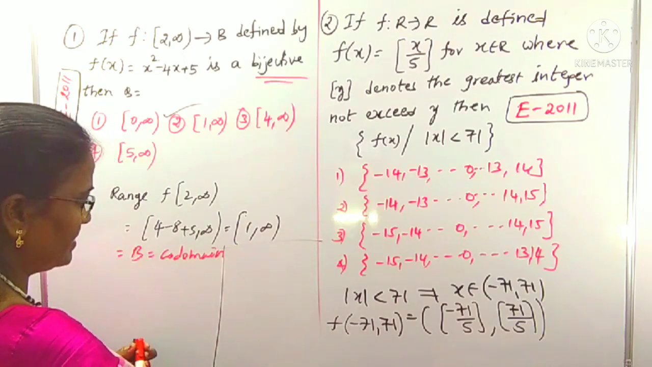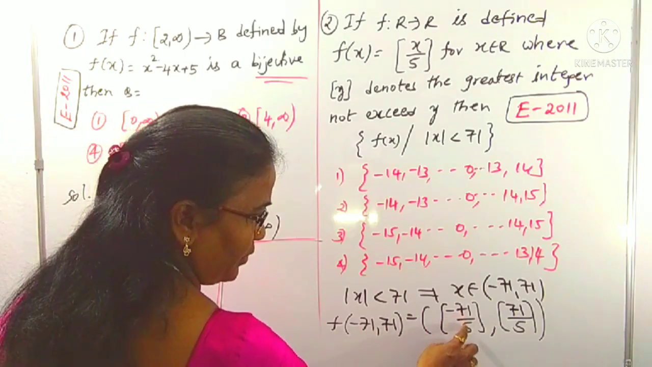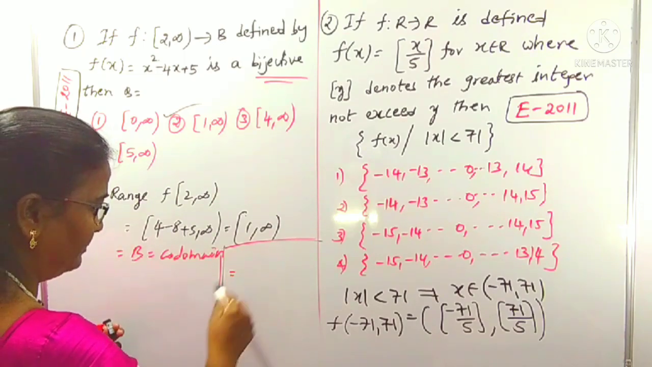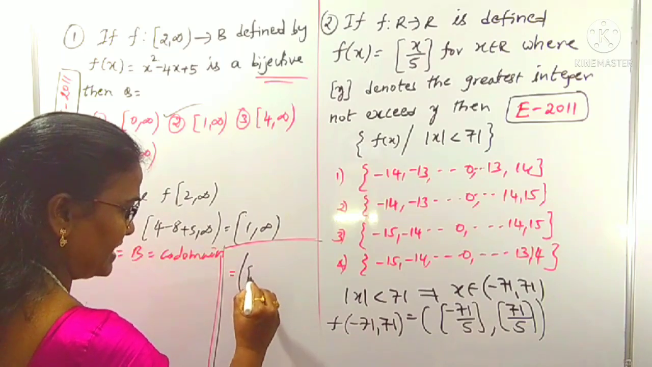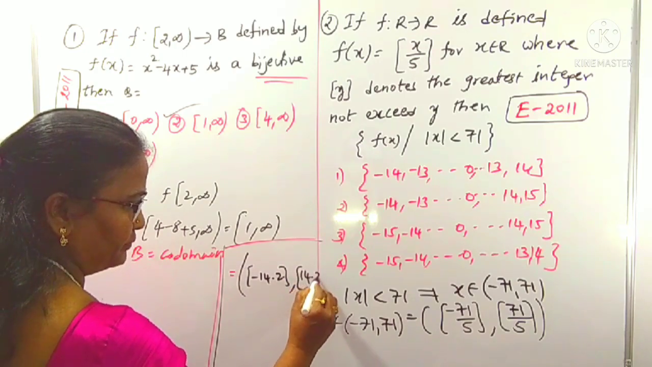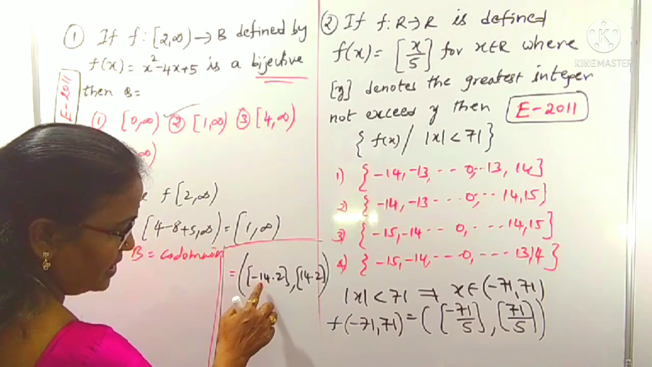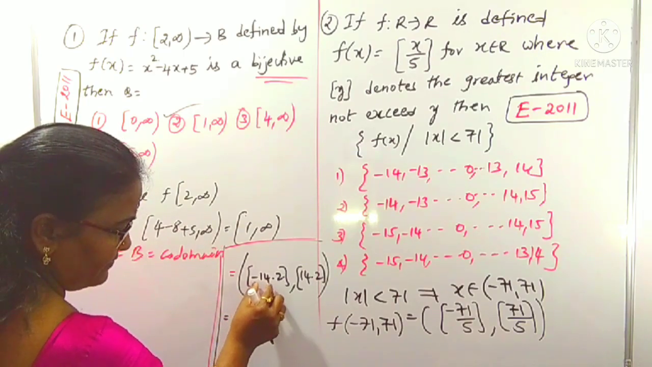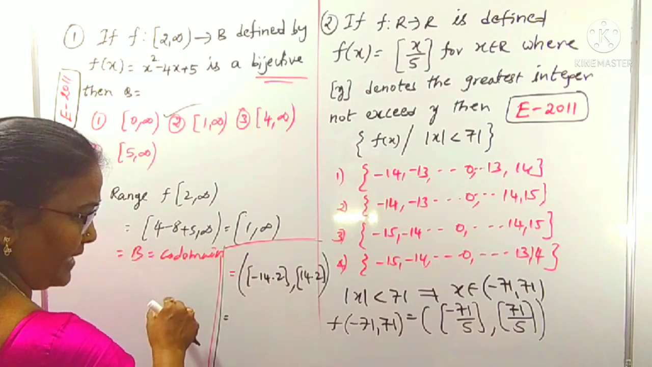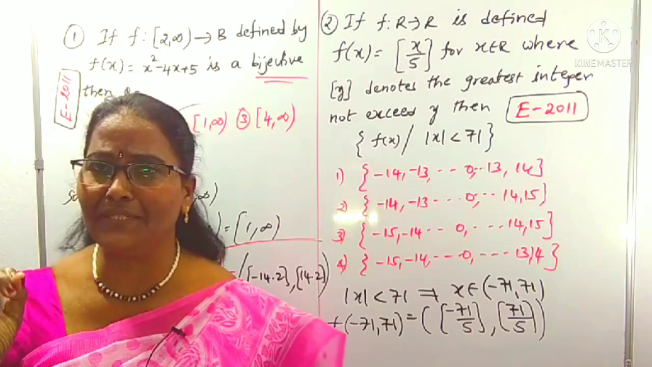In this set, we can find the values simply. The value 71 by 5 is 14.2, which lies in the interval from step of minus 14.2 to step of 14.2. Step function means, minus 14.2 reaches minus 15, because the least integer value is minus 15, between minus 15 and minus 14.